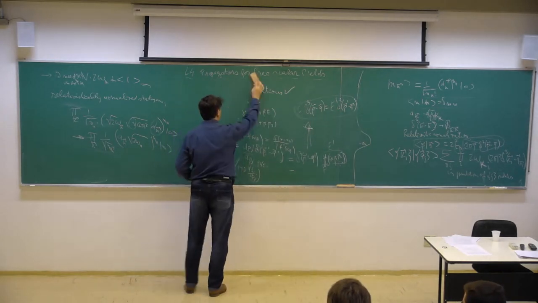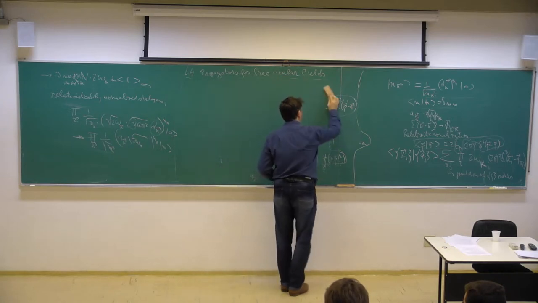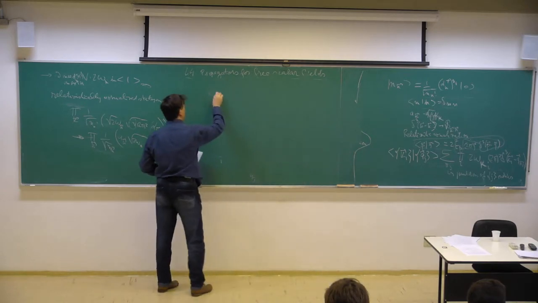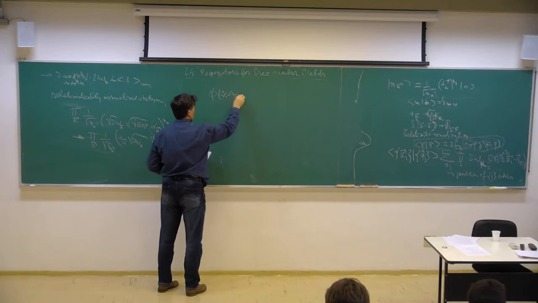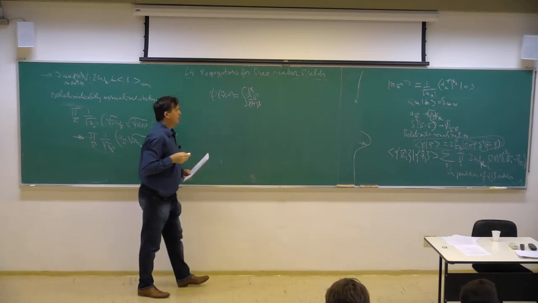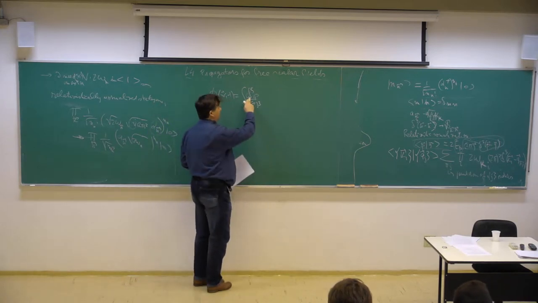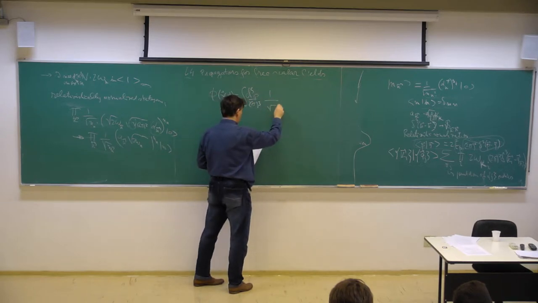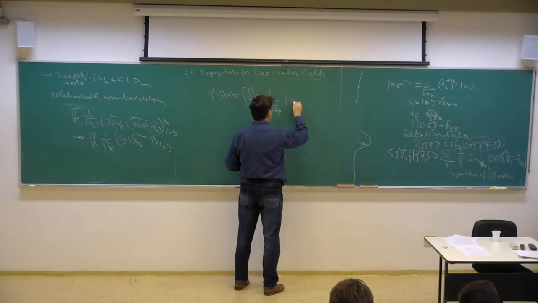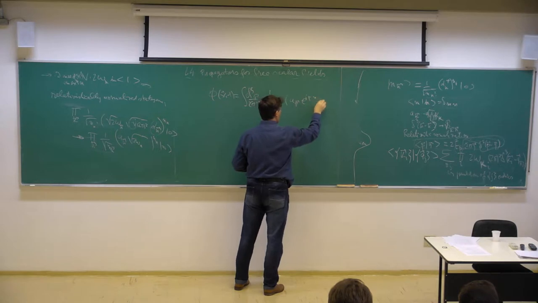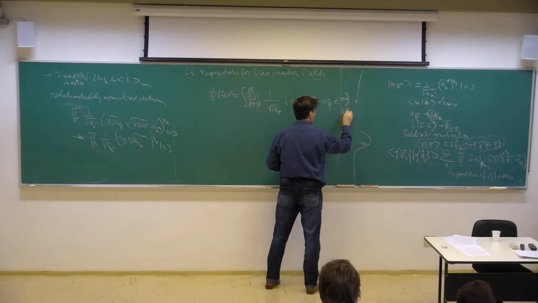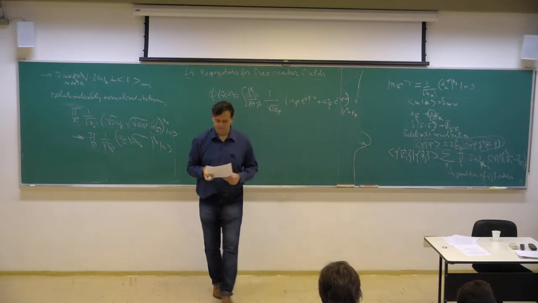So the expansion was written naively in a form that is not, at least not manifestly, invariant. It was written with d3p and then 1 over square root 2E downstairs, and then a_p e to the ipx plus a_p dagger e to the minus ipx, where p0 was E_p, right?